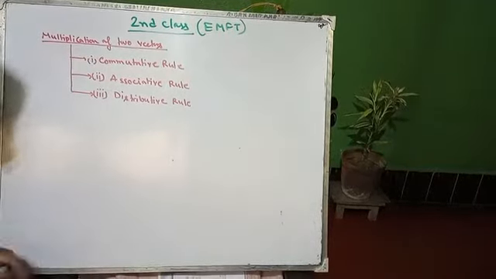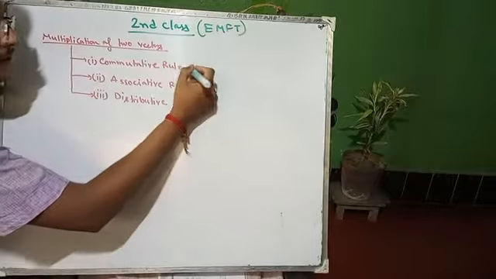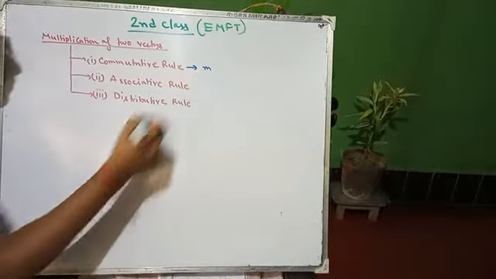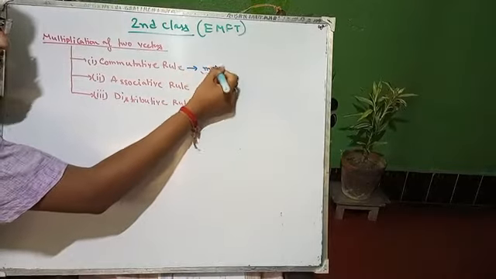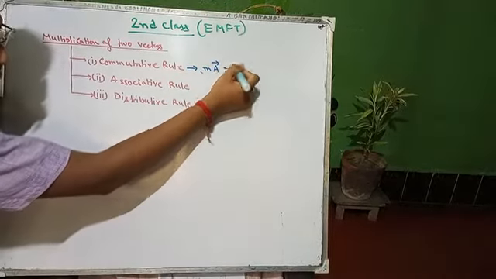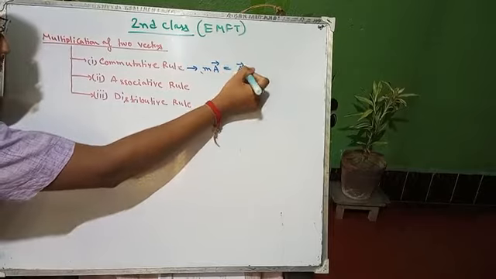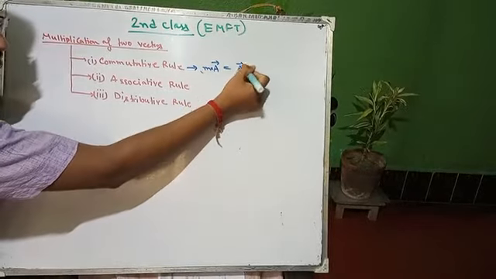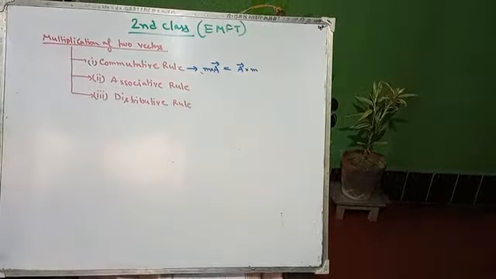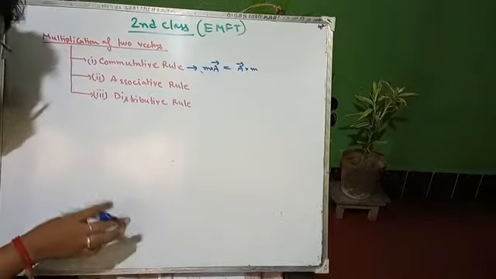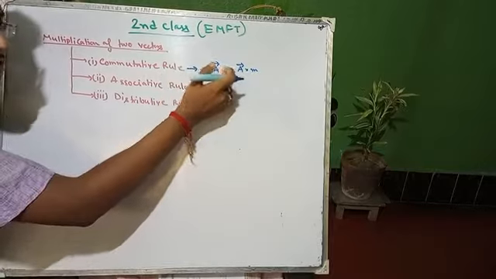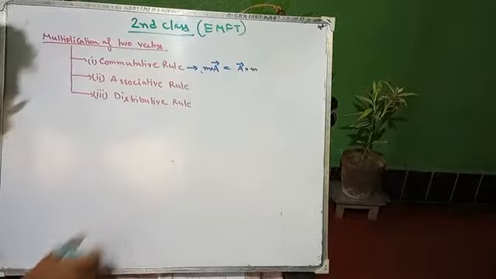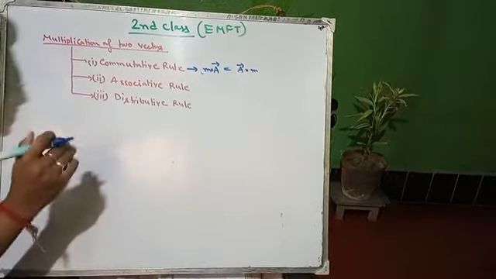The commutative rule states that if we multiply any vector with any scalar, where m is a scalar and a is a vector, it can be written as m into a vector equals a vector into m. This is the commutative rule concept. It is very easy actually.